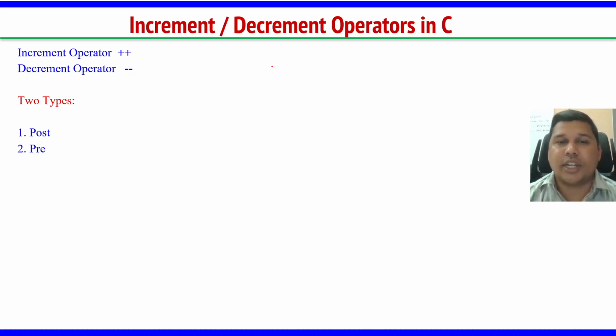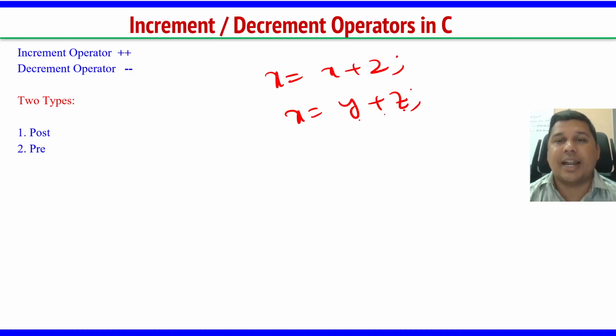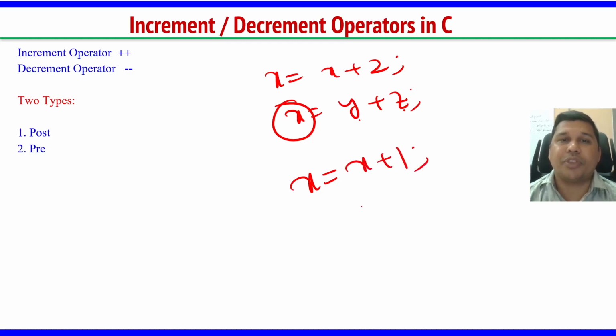So generally, when I want to write x equal to x plus 2, or x equal to y plus z, you are using two variables here, y and z, and that sum you are adding to x. But in some cases, for the same variable x, you want to add 1 always. You want to add 1 to that.